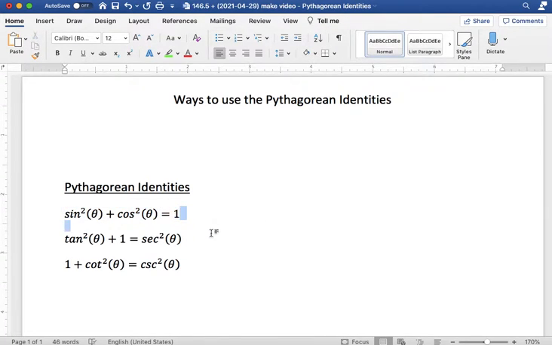Then you have your tangent squared of theta plus 1 is equal to secant squared of theta. You have 1 plus cotangent squared of theta is equal to cosecant squared of theta. All right, so those are our Pythagorean identities. How can we use them?